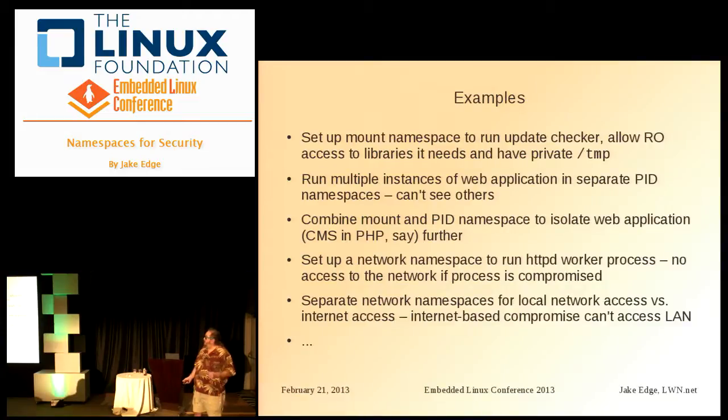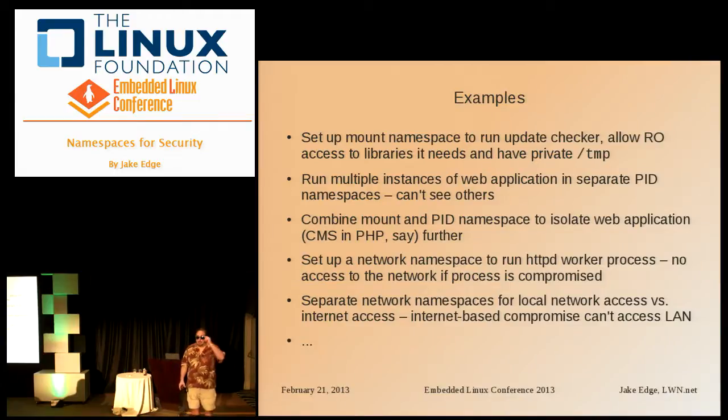Even further, set up a network namespace to run HTTPD worker processes. So you spawn off a worker process, you hand it the file descriptor of the connected socket from the client, and it can handle that one particular connection. If that worker process gets compromised, it has no access to the network. You can have separate network namespaces. I think I sort of semi-mentioned this earlier.